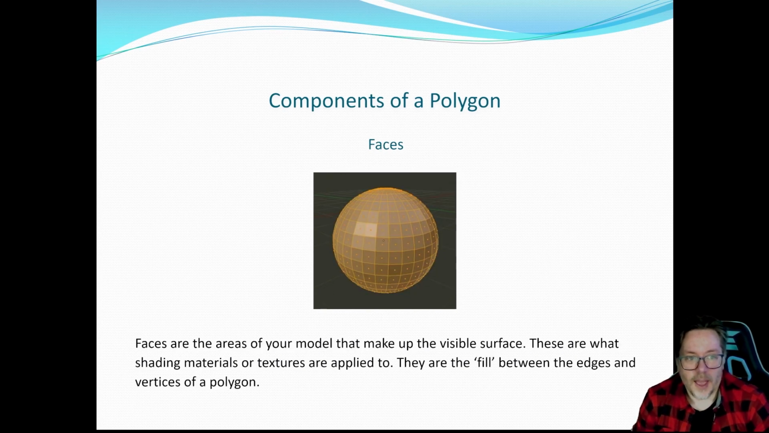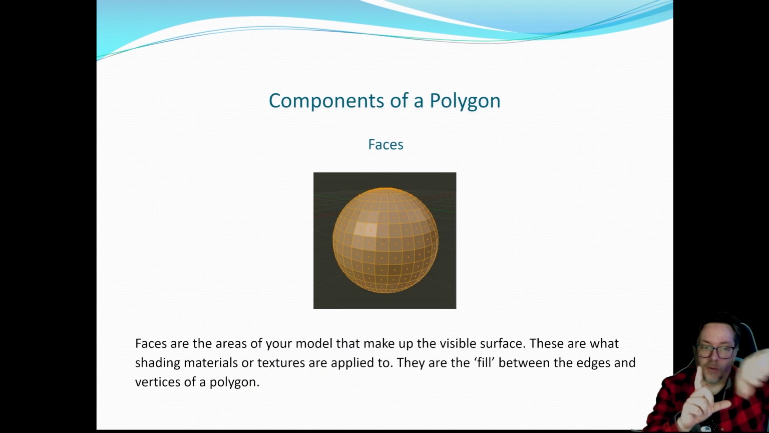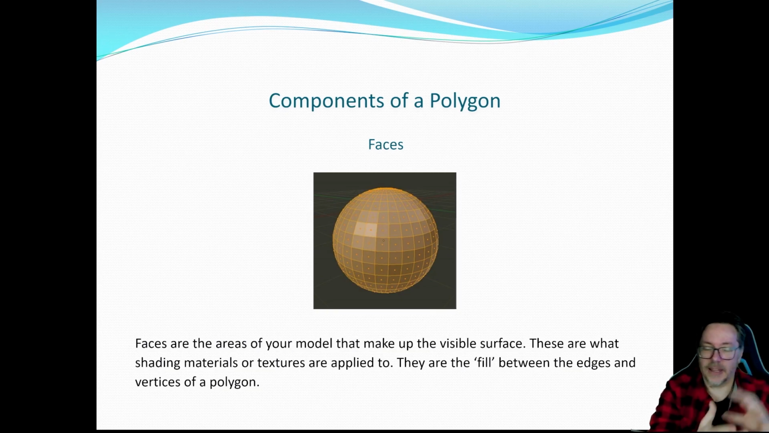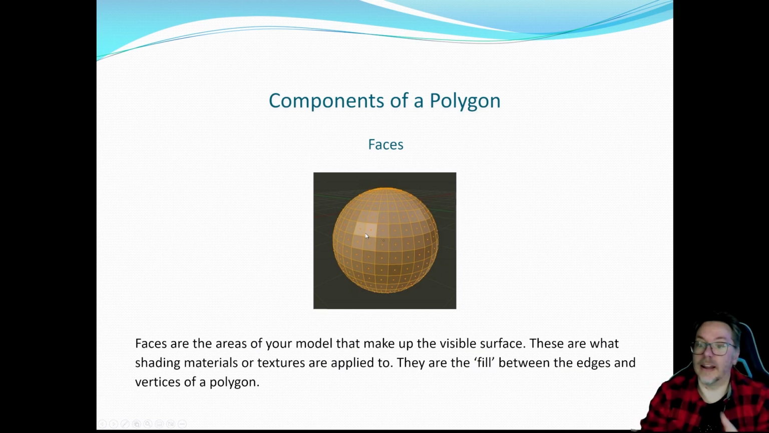And faces are, as I already said, the bits that are in between the either 3 or 4 vertices, and they're the things that are visible, making the visible surface of the model. It's also what we apply the textures or the materials to, to make the object look like what it does. As it says there, they are basically the fill between the edges and the vertices of a polygon. And the more faces you have, the higher resolution the actual object will be.